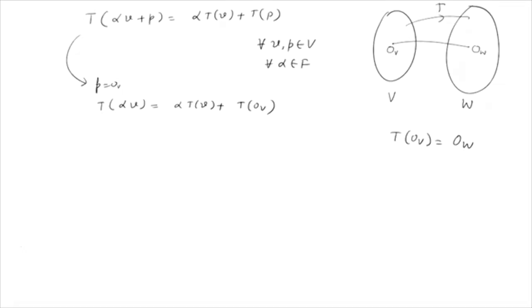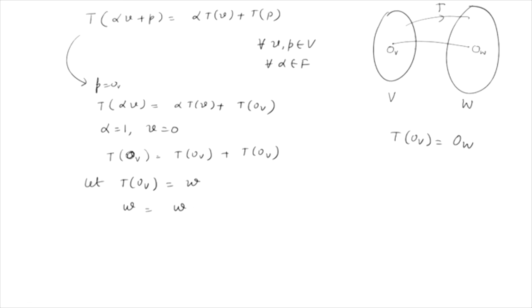Now, you take alpha equal to 1 and V equal to 0. Since it is true for every alpha and every V, it will be true for alpha equal to 1 and V equal to 0 also. So, now we will obtain 1 dot V is always V. So, V is 0 here, 0 of V, which equals 1 dot T of V, which will be T of V, and V is 0. So, it is T of 0 V plus T of 0 V. So, let T of 0 V be, let us suppose, W. So, we are obtaining W equal to W plus W.